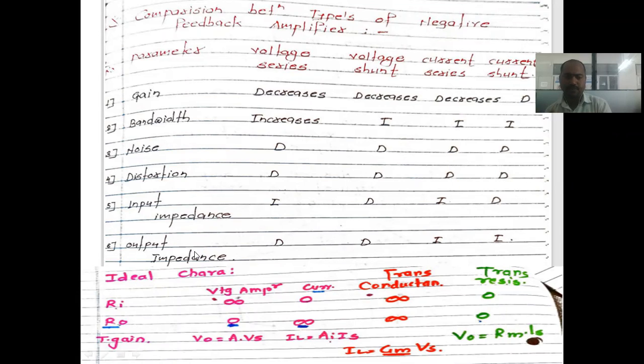So with respect to output impedance, with respect to voltage series and voltage shunt, they have less output impedance. So less output impedance indicates that this is not used for some of the applications, and this current series and current shunt type of the amplifier, it has high output impedance, indicating that it is increasing. So it is good.